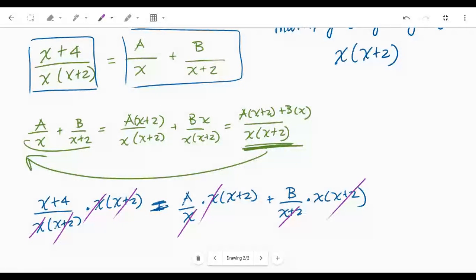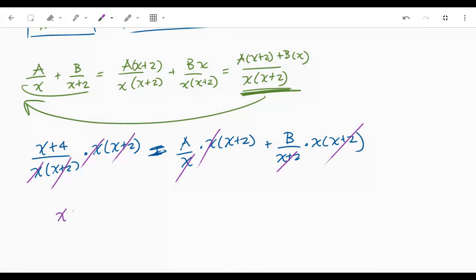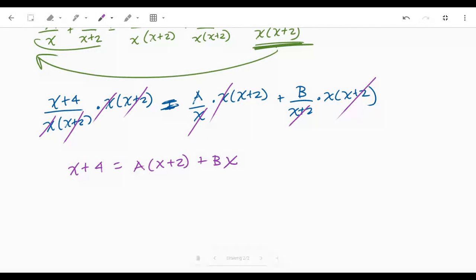Now that leaves you with x + 4 = A(x + 2) + Bx. Okay, so now we need to figure out what A and B are. This statement that I just wrote in purple has to be true no matter what x is. That has to be a true statement. So I can strategically pick some x's that will help me solve for A and B.